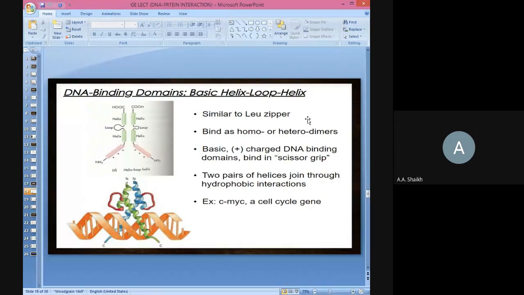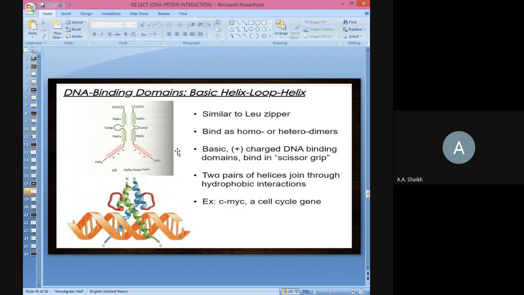So what are the features present here? Two helices are there. Two sequences are there, and these sequences have the properties of having a helix, that is an alpha helix, a loop in the structure, and then again an alpha helix. And another sequence also has a helix, a loop, and then another alpha helix.